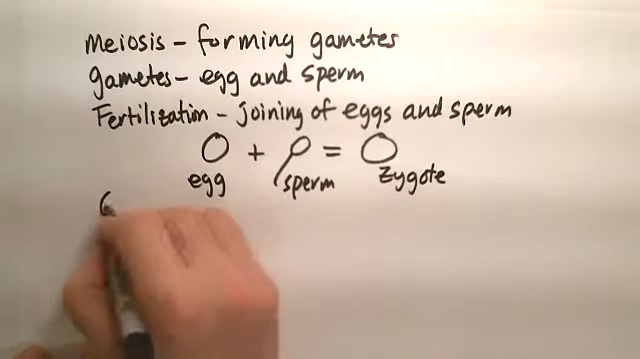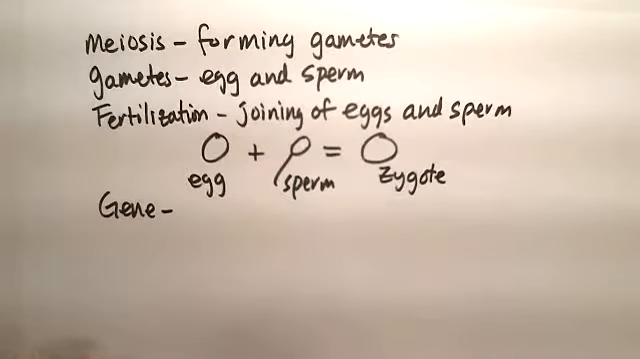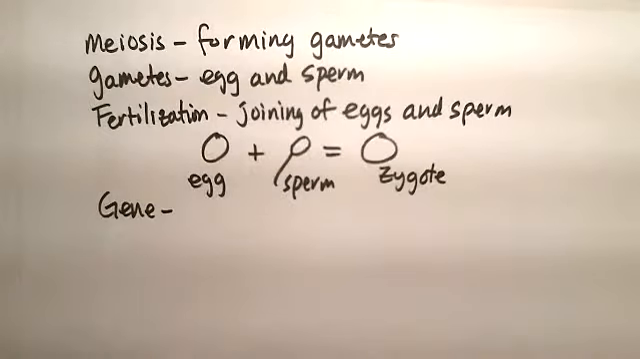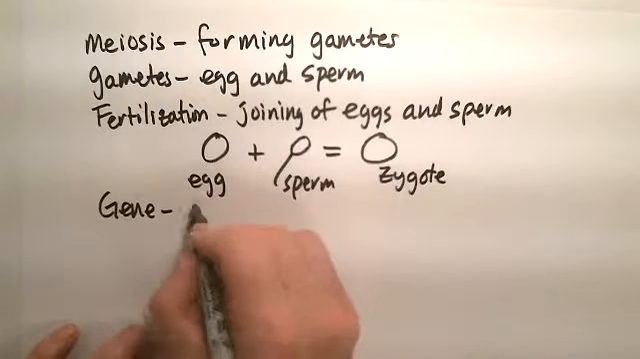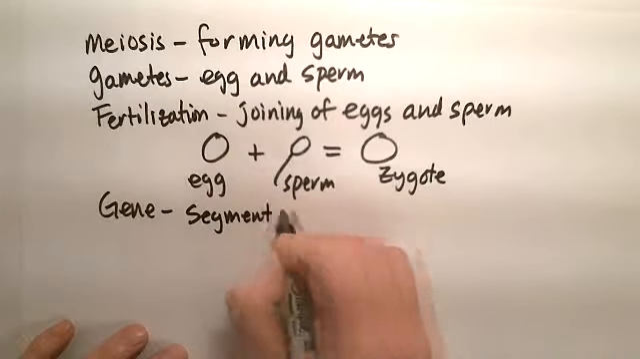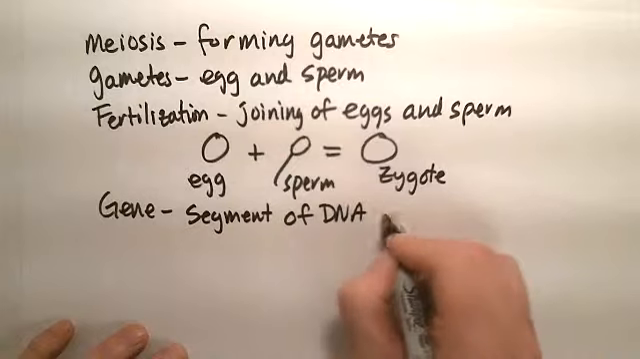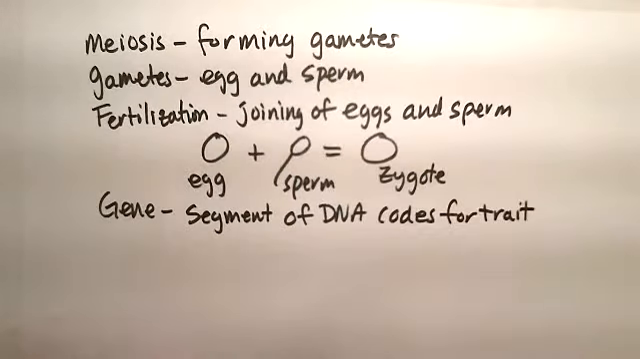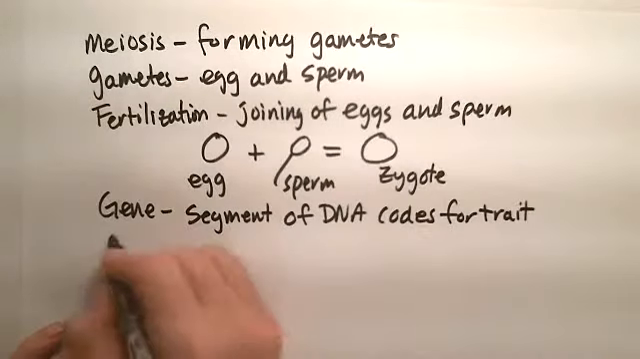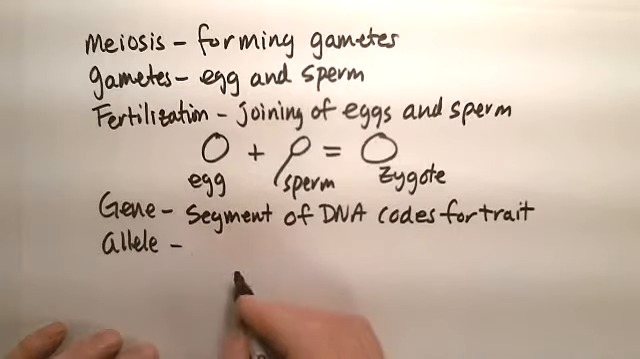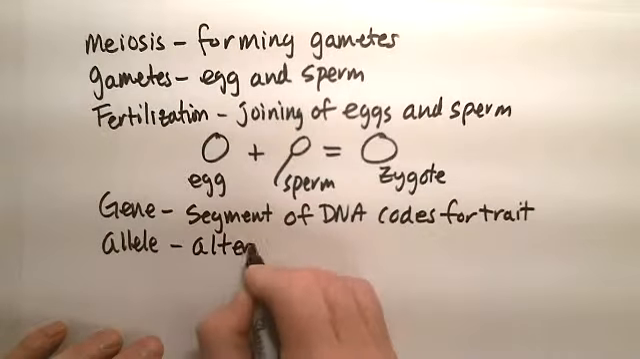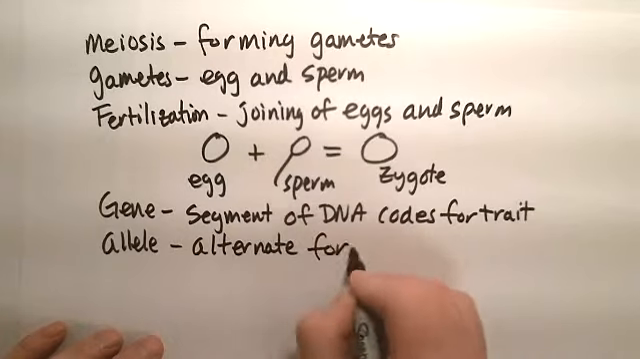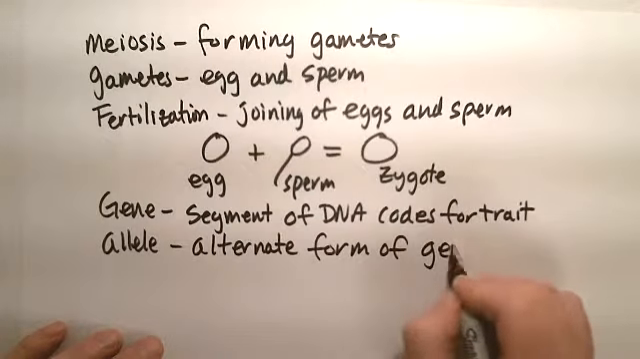And one of these terms is a gene. Now, a gene is quite simply a piece of DNA that is a code for a particular trait. So it's like a segment of DNA that codes for a trait. Now, there's another special term here. It's called an allele. An allele is just an alternative form of a gene.